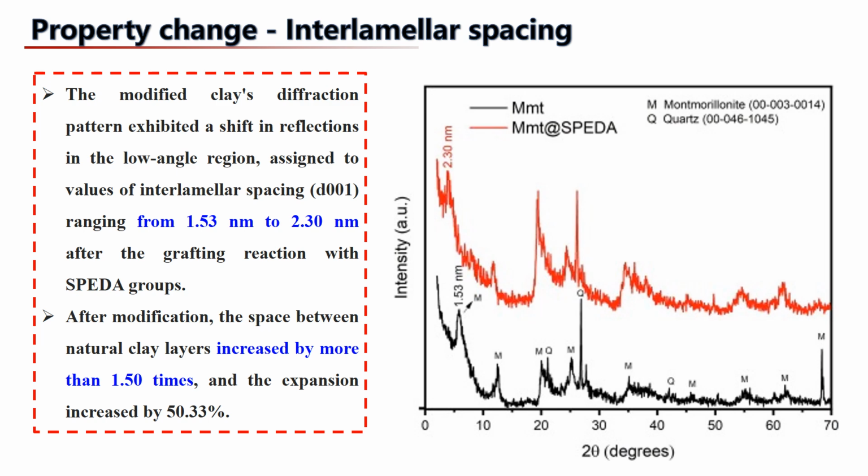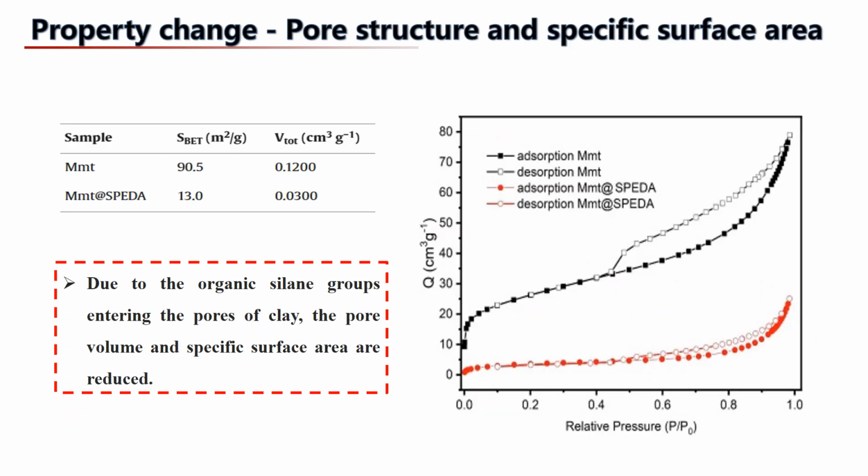The first is the change of layer spacing. After grafting with the SPEDA group, the diffraction pattern of the modified clay has a reflection change in the low-angle region, and the interlayer spacing d001 is between 1.53 and 2.30 nm. The spacing between layers is increased, and the expansion rate is increased by 50.33. Next is the change of pore structure and specific surface area, which are reduced due to the entry of organosilyl groups into the clay pores.